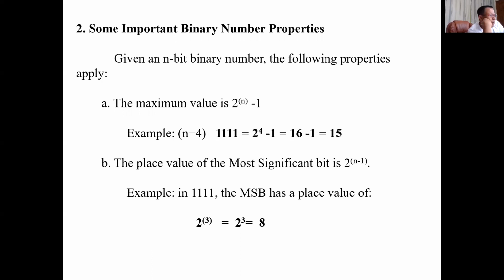We have to understand some properties of binary numbers. Binary numbers come in pairs. They're like male and female, husbands and wives, boyfriends and girlfriends. They're actually a pair. If you have an n-bit number, the following properties apply. The maximum value of an n-bit number is 2 to the n minus 1. For example, if n is 4, the maximum value is 2 to the 4 minus 1. 2 to the 4 is 16, minus 1. The maximum value is 15. So 1, 1, 1, 1: 1, 2, 4, 8. You add them together, that's 15.